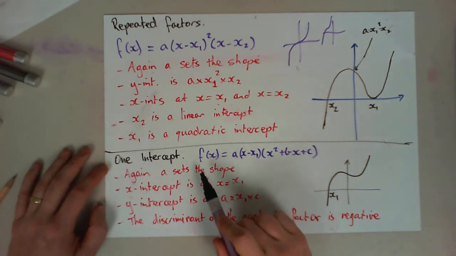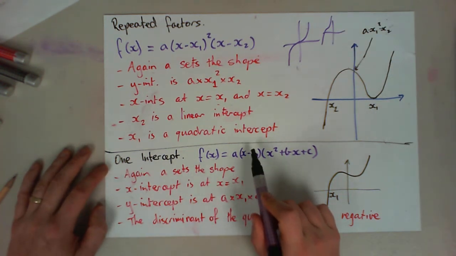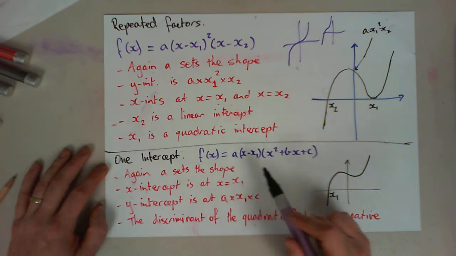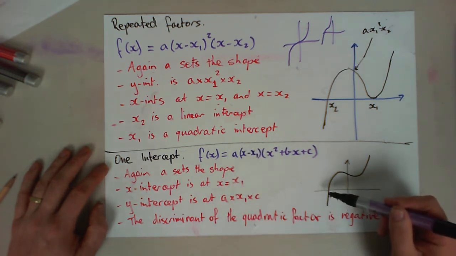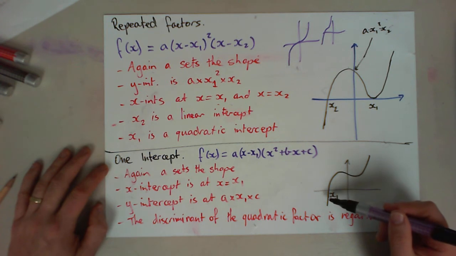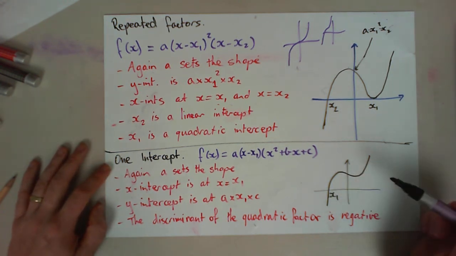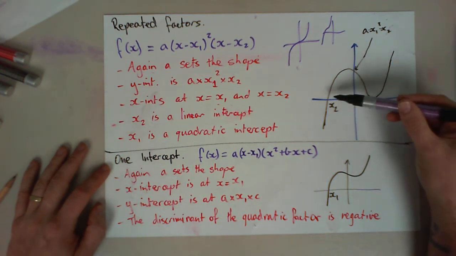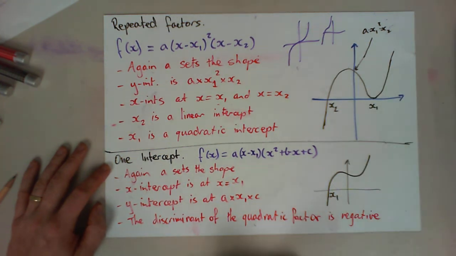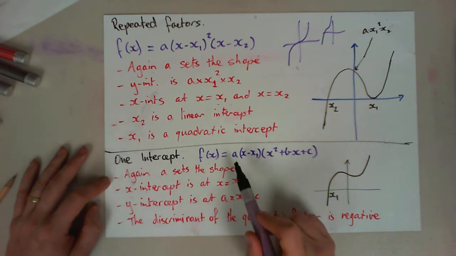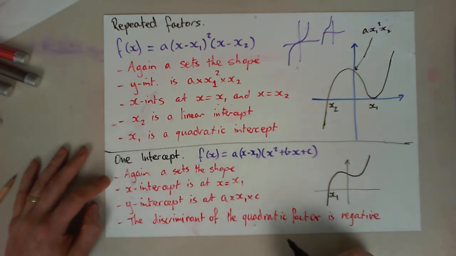Well, we have f of x equals a outside of x take 1. We're always going to have that linear factor. We have to have at least one x-intercept for a cubic, and we can have in fact 1, 2, or 3. Here we've got 1, here we've got 2, and our previous one we had 3.